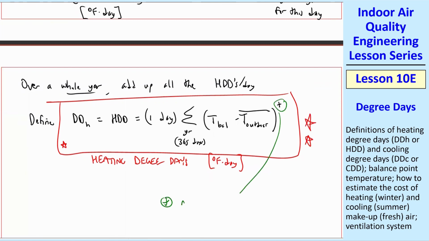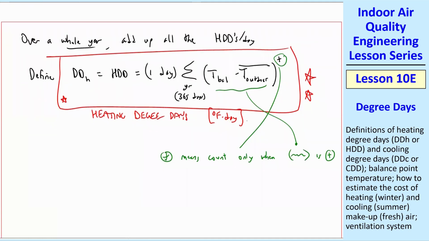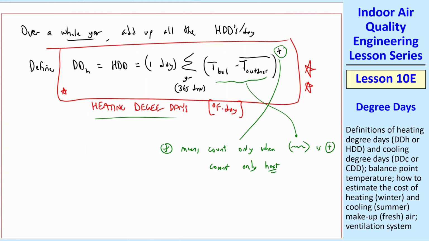This plus means that you count only when that thing in parentheses there is positive. If you have negative, that's when you need cooling. Throughout the year, you'll get some positive values of T bal minus T outdoor. It's cold outside. And you'll get some negative values when it's hot outside, and they would just kind of cancel each other out. And you don't want that. You want to count only when you need heat. This is heating degree days. So in other words, we count only heat. By the way, we do this for a season rather than a calendar year.